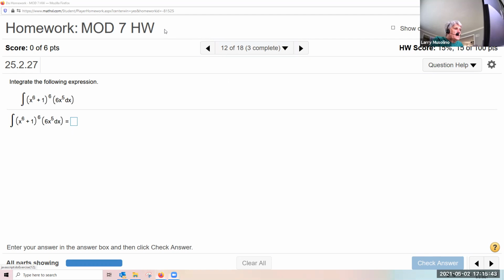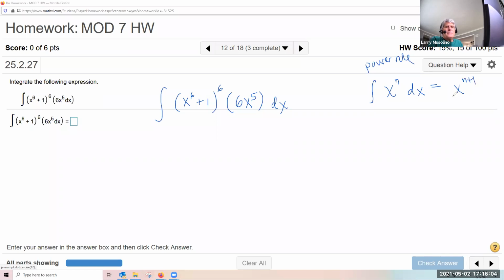So I can see here they're asking me to integrate x to the 6 plus 1, to the exponent 6, times 6x to the 5 and a dx. Now I know if I had the integral of x to an exponent, I could use the power rule. But my example isn't just x to an exponent. There's this parenthesis being raised to the exponent 6. I have a parenthesis being raised to an exponent.